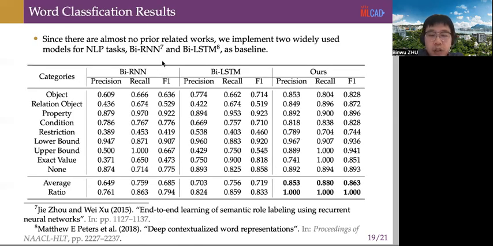Since our work is the first one to investigate the key information extraction from design rules, no other work can be referred to for comparison. Therefore, we implement two baseline models, bidirectional RNN and bidirectional LSTM, which are also widely used for NLP tasks. The experimental results show that the accuracy of our model is satisfactory, which also means that little manual work is required in our proposed flow.